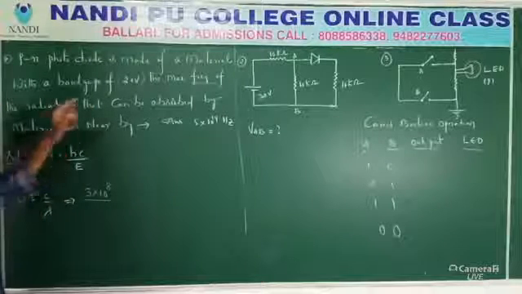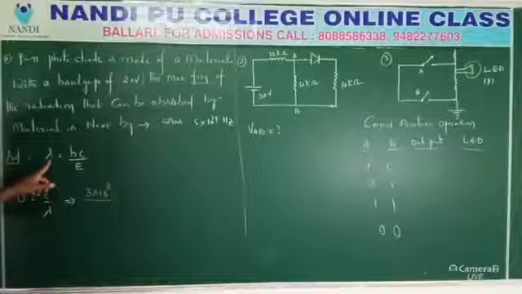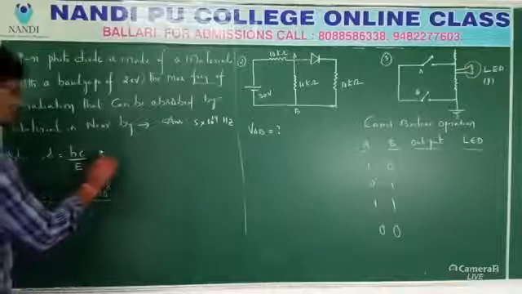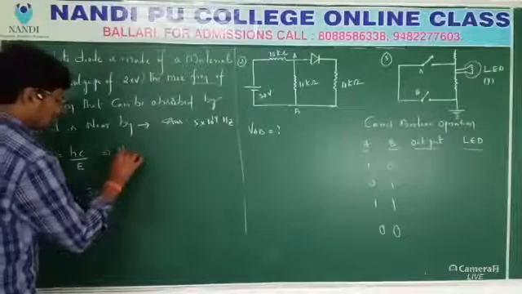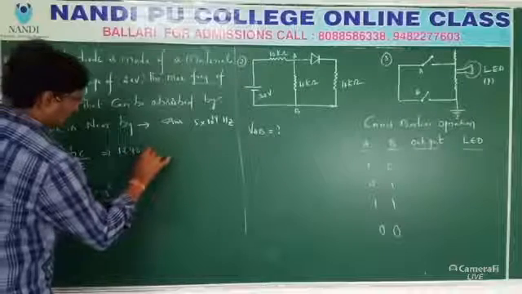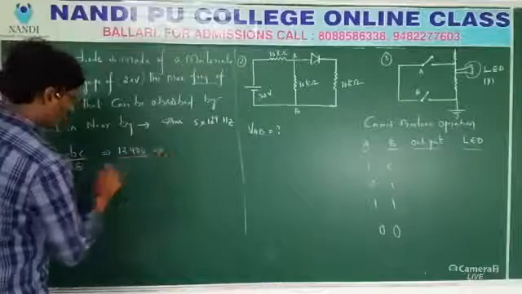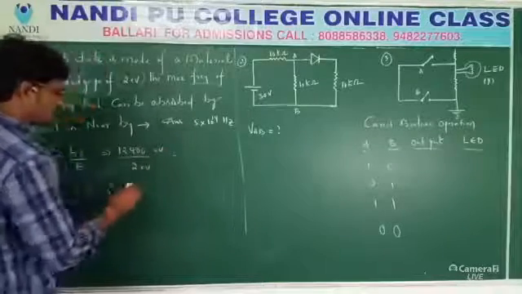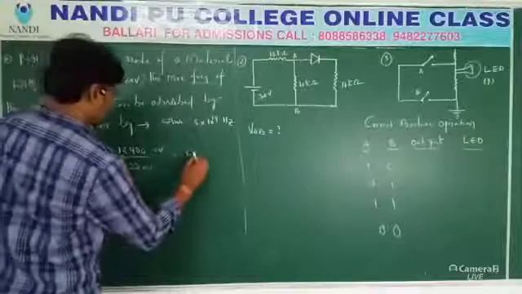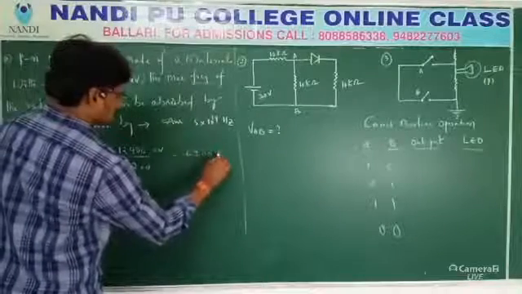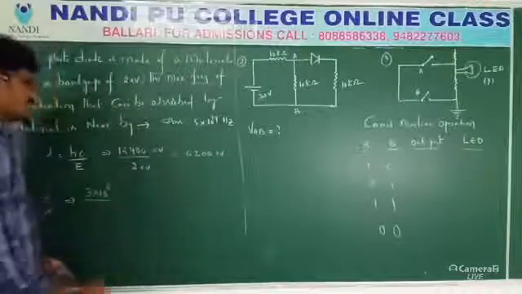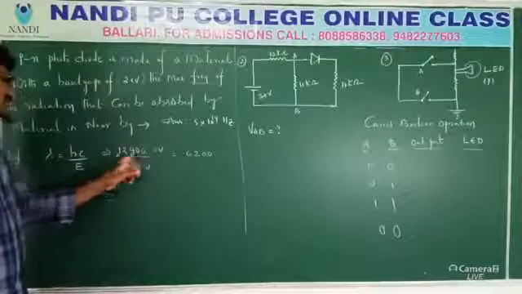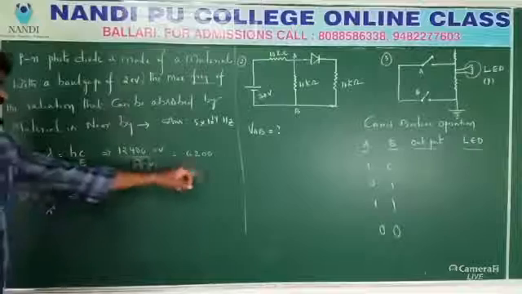So what is the band gap? The band gap is 2 electron volts. Okay, what is lambda? Lambda = hc by E. It is a standard formula we know. So what is the value of hc? As you know, it is 12,400 electron volt angstroms divided by E. What is the value of E given? 2 electron volts. So on simplification, lambda = 12,400 by 2, that is 6,200 angstroms.